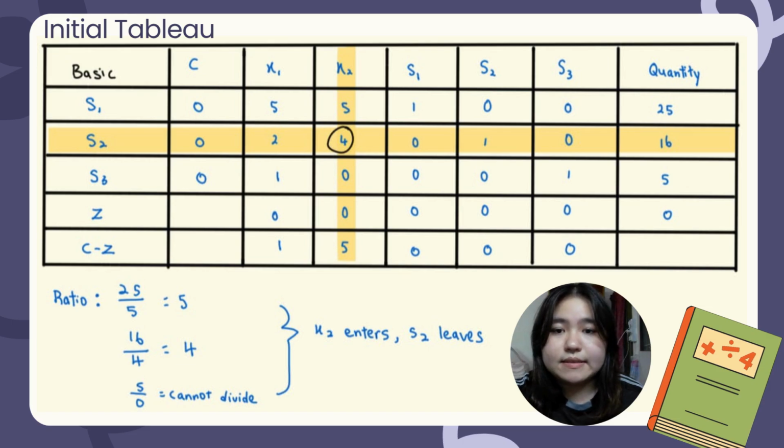First, I look at the C minus Z row. The largest positive value is 5 under x2, so x2 enters the solution. Next, I perform the ratio test. 25 divided by 5 equals 5. 16 divided by 4 equals 4. 5 divided by 0 cannot be divided. So the smallest positive ratio is 4, so s2 leaves the solution. The pivot element is 4.